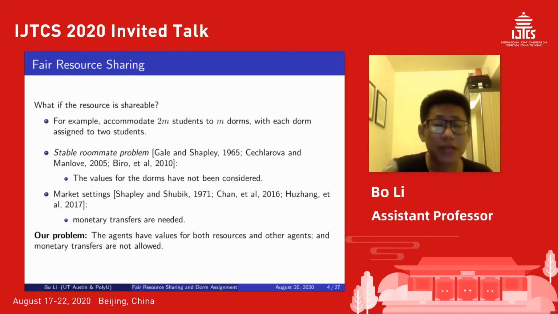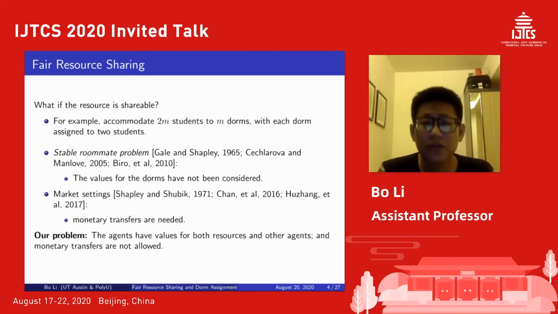What we want to study today is, what if the resource is shareable? So two agents may share a single item. For example, when we have 2m students and we have m dorms, our task is to assign the students to the dorms fairly. And we know that each dorm will be assigned to two students. So these two students share an item. How can we guarantee fairness for this problem?